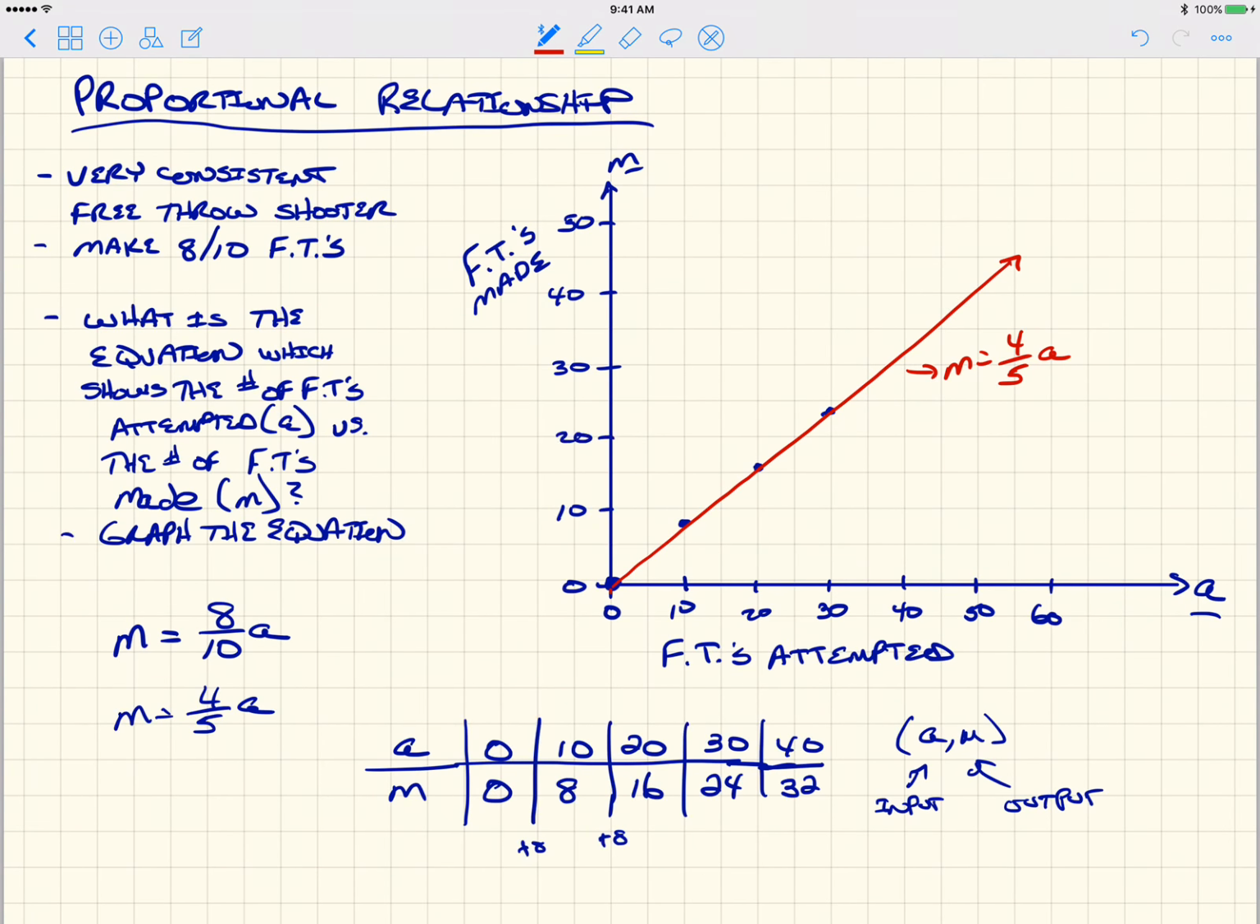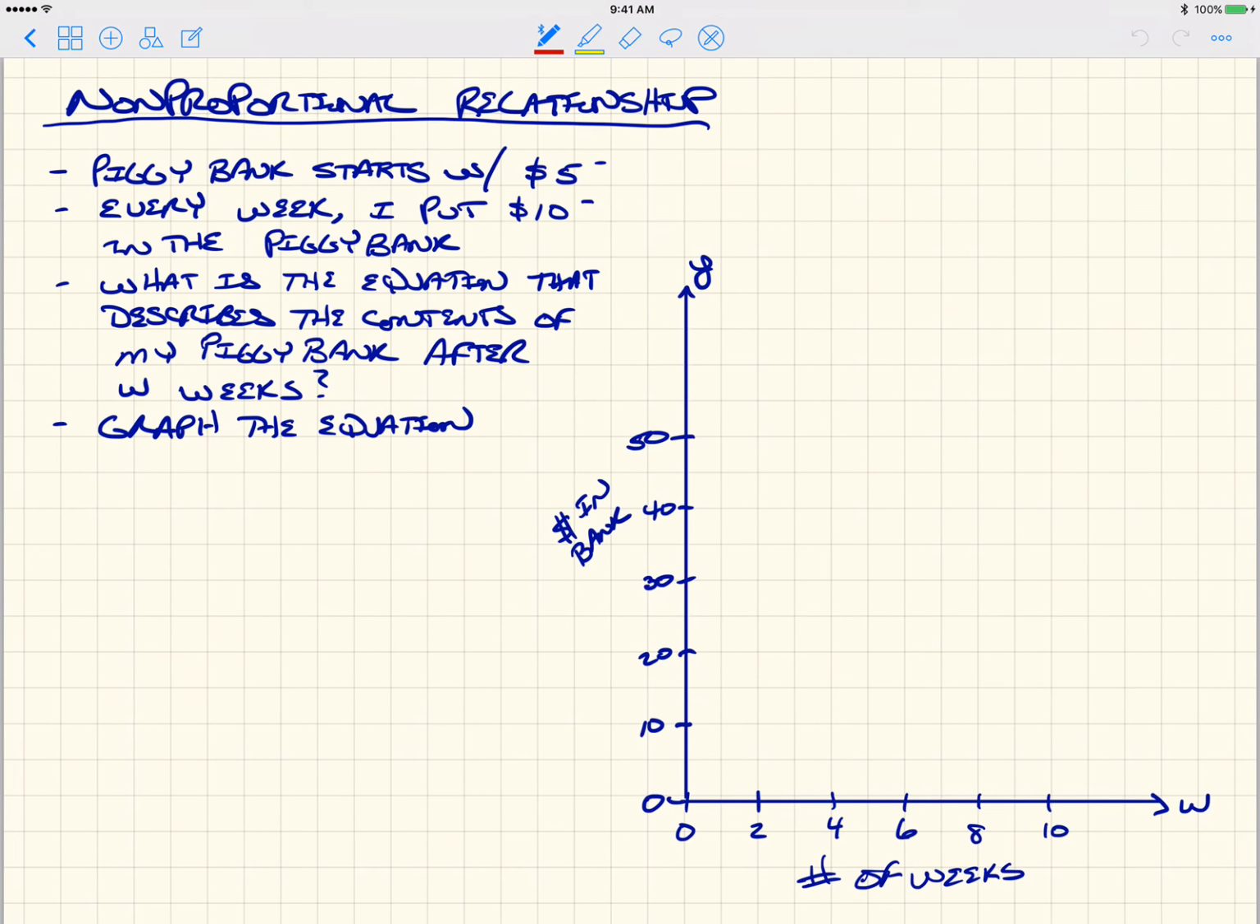All right, so let's take a look at a linear function that is not a proportional relationship. Okay, so we can have linear functions that are not proportional relationships. All right, so let's say that we have a piggy bank. All right, so grandma gave me a piggy bank. All right, and because grandma loves me, she stuffed $5 into my piggy bank when she gave it to me. Okay, then every week, being the dutiful grandson that I am, I promised grandma that I would put $10 in that piggy bank. All right.